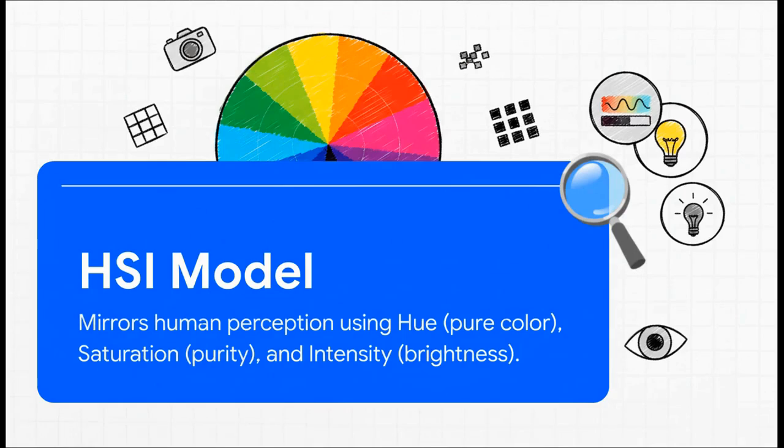But now, think about how we talk. If I asked you to describe a beautiful red sari, you wouldn't say, oh, it's 255 red, 100 green, 50 blue. No way. You'd say it's a deep, vibrant red. See? That's the HSI model. H is for hue, that's the pure color, the red part. S is for saturation, that's the vibrant part. Is it a rich, deep red or a faded, washed-out pink? And I is for intensity, which is just how bright it is. This is so powerful because it separates color from brightness, just like our brains do.